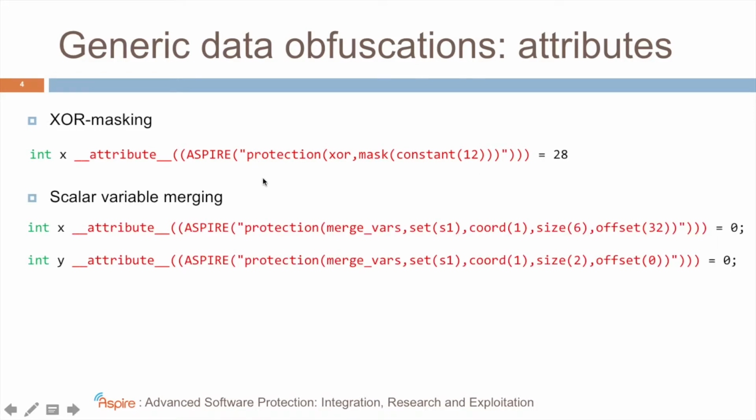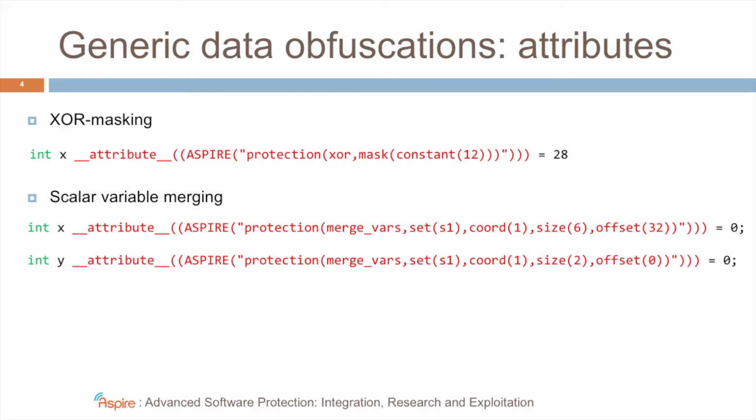To specify that some variables should be merged and stored as one variable, you can annotate them as follows. You specify that the protection merge variables should be used. You specify which set each variable belongs to, such that the tool knows which variables to combine in which merged variable. And you can specify the width of the values that will occur and how they have to be merged into one variable.